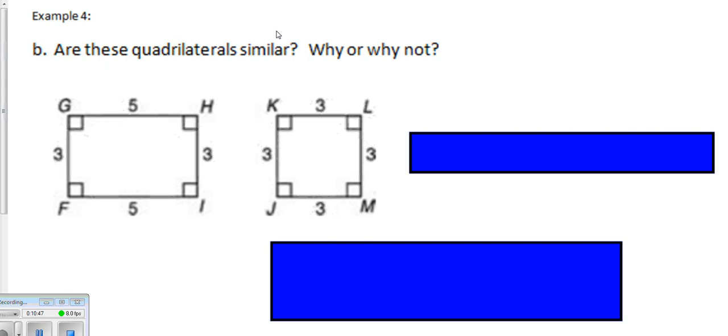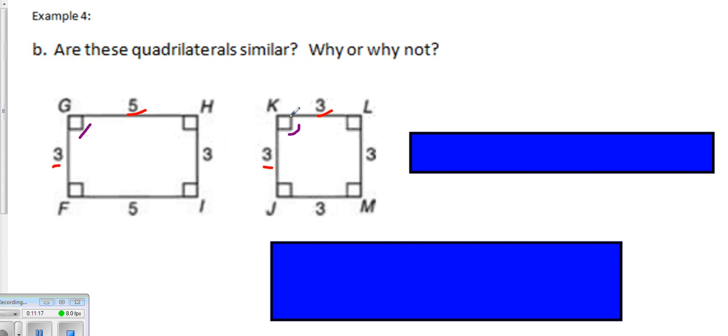Example 4, part B, are these quadrilaterals similar? Why or why not? Now in this case, if we look at all of our angles, they are 90 degrees, 90, 90, 90, 90 degrees, 90, 90, 90. So they do all have the same angle measure. If we look at some of the sides, 3 to 3, that's a 1-to-1 ratio. 5 to 3, that is not a 1-to-1 ratio, that's a 5 to 3 ratio.